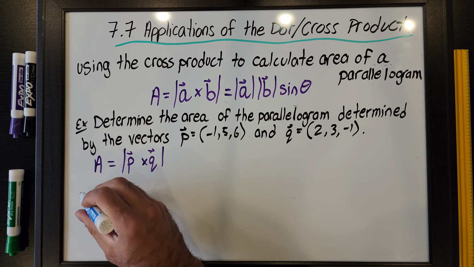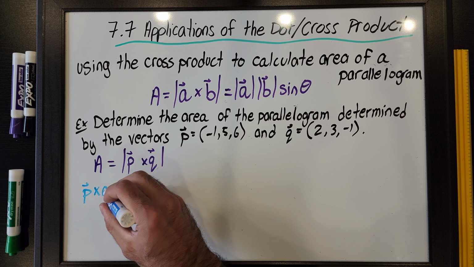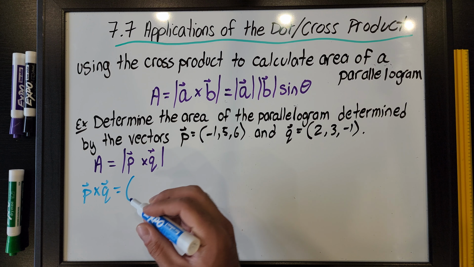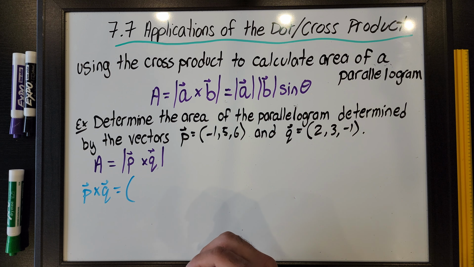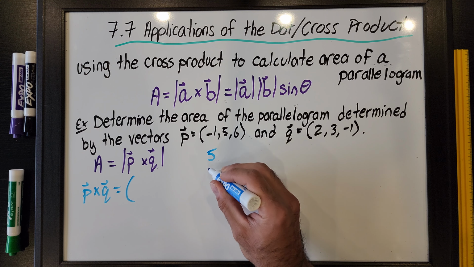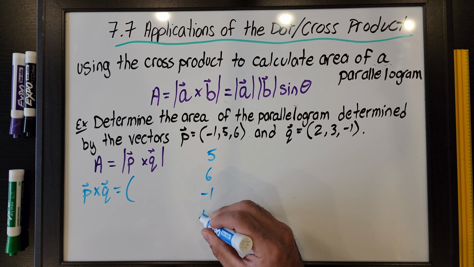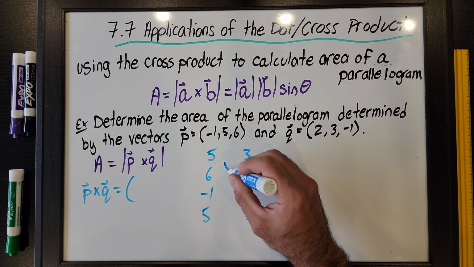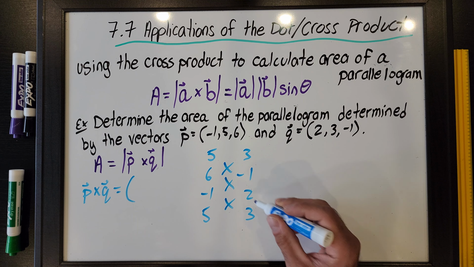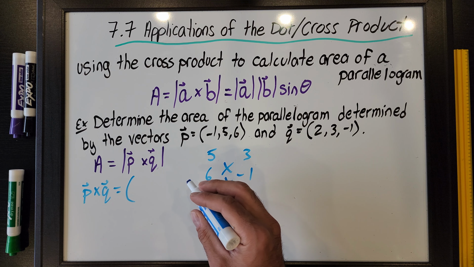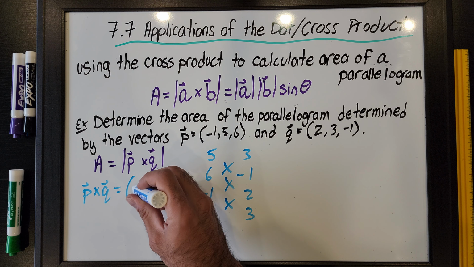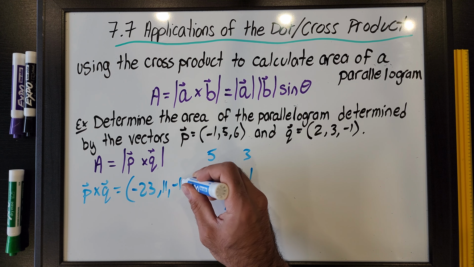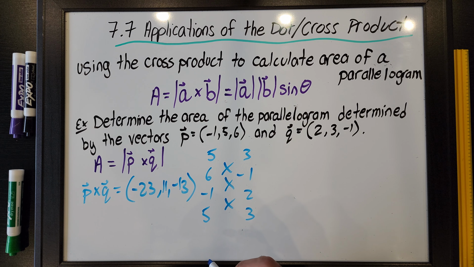So I'm just going to find the cross product of P cross Q here. And you can do it whatever way you want, memorizing formulas, setting up your cross like this, 5, 6, -1, 5, 3, -1, 2, 3, and then we could just do the 3 crosses, 5 times -1, and I continue on like that. So I'm just going to get right into the answer here because we know how to do the cross product. And there's my cross product.